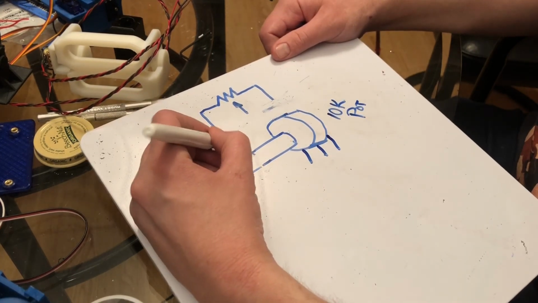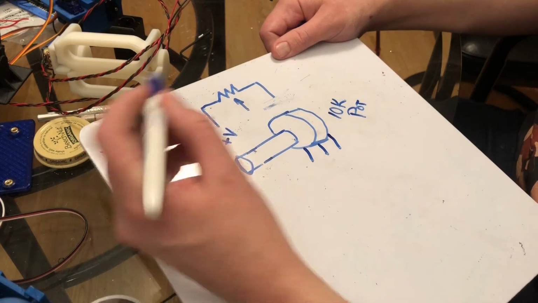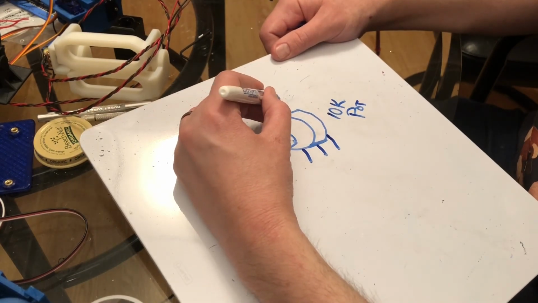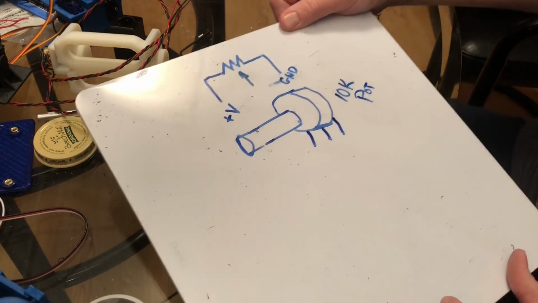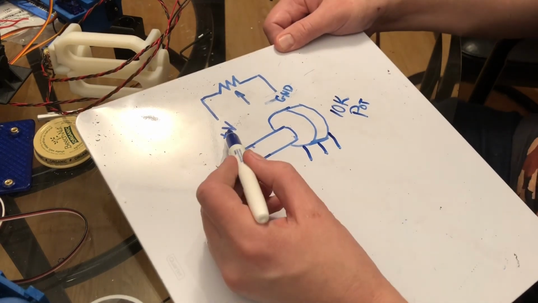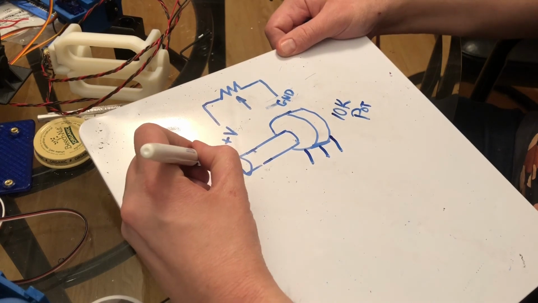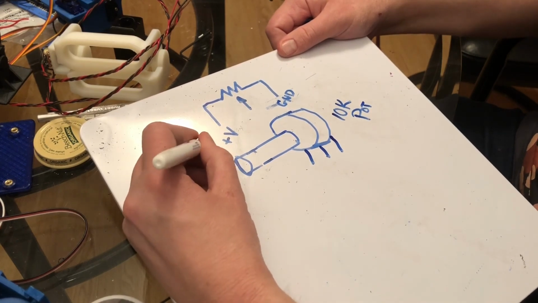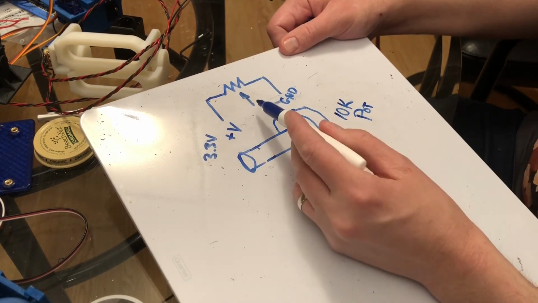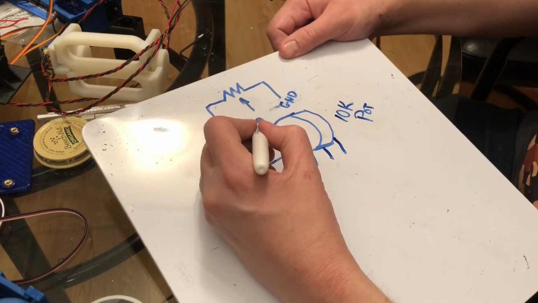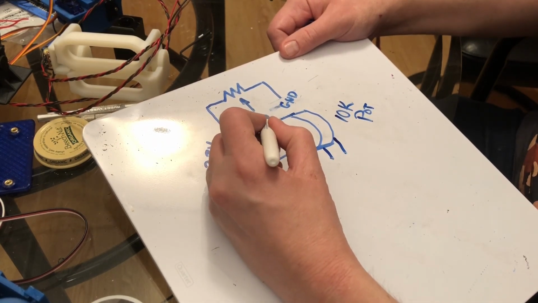One end you want to hook to your positive voltage, and one side you want to hook to ground. Okay? Positive voltage on a feather is 3.3 volts. So it could be 5 volts, it could be 3 volts, but what we're doing is 3.3 volts. The sweeper is the middle pin, and that's going to be your voltage out.